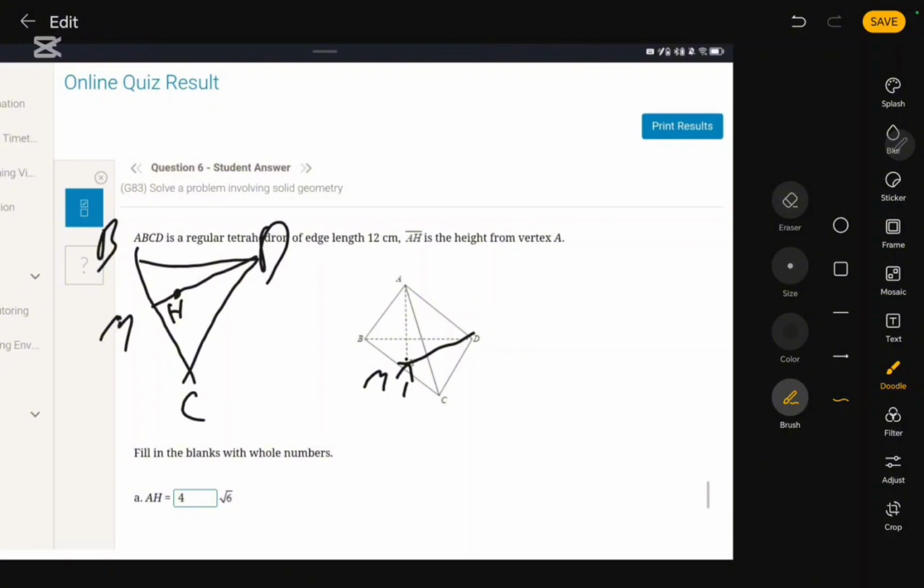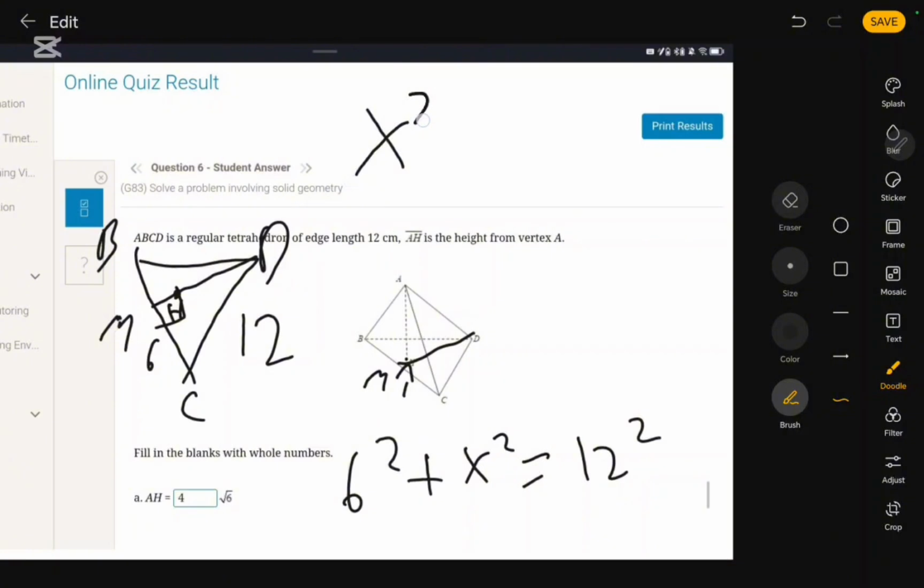So DC is 12. Now since it's like a midpoint, we're gonna do 12 divided by 2, which is 6 on this side. And now we have again Pythagorean theorem, so right angle over here, 6 power 2 plus x power 2 equals 12 power 2. Let me do it quickly. So 144 minus 36 is 108. So x power 2 equals 108, and x equals radical 108. So it's 6 radical 3.